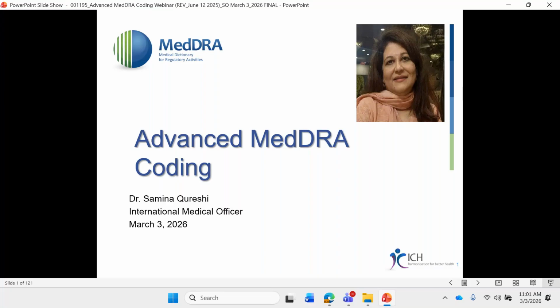I will also be demonstrating various functions in the MedDRA web-based browser. And for that, in order for you to follow along and use the MedDRA web-based browser for the coding exercises, we have provided a temporary training ID and password for you to use. And this is available for you in the chat section of the GoToMeeting control panel.